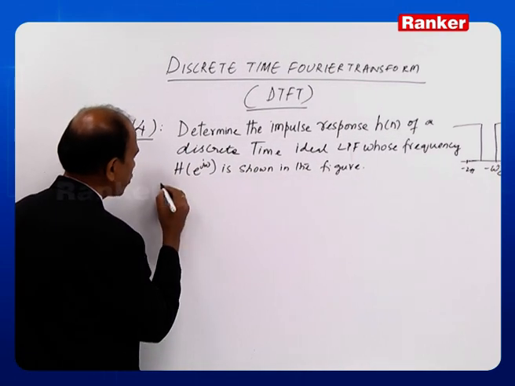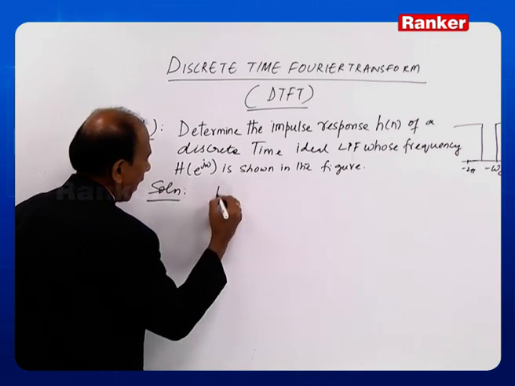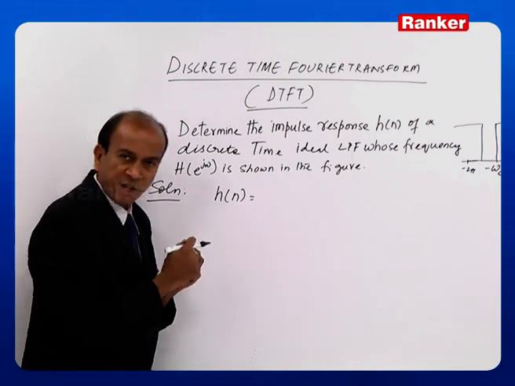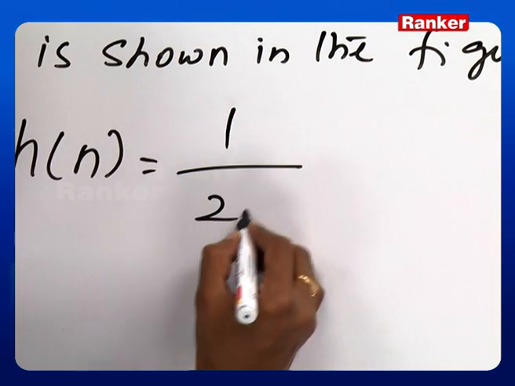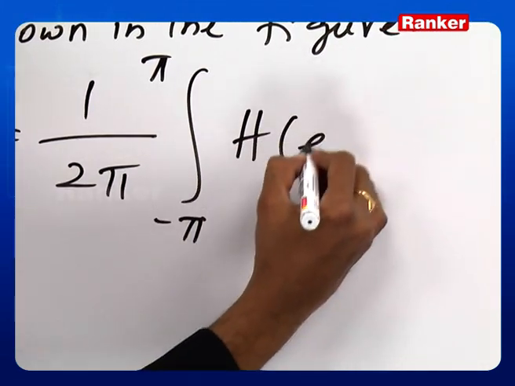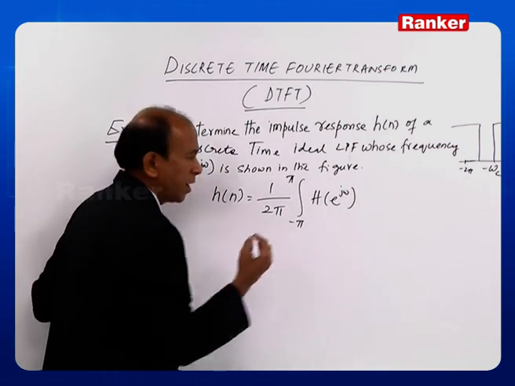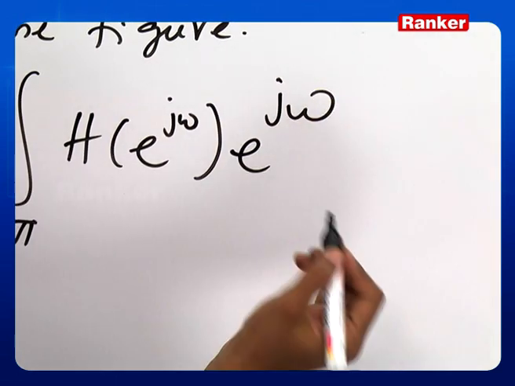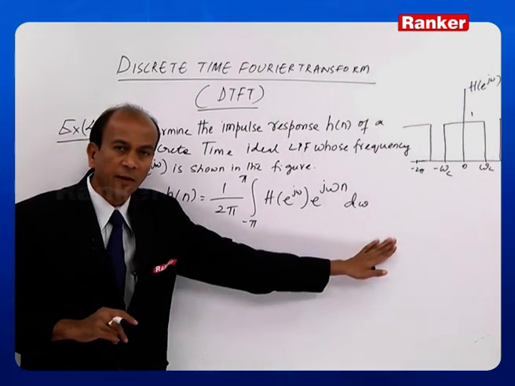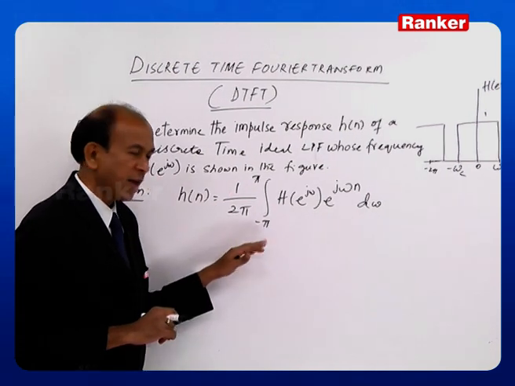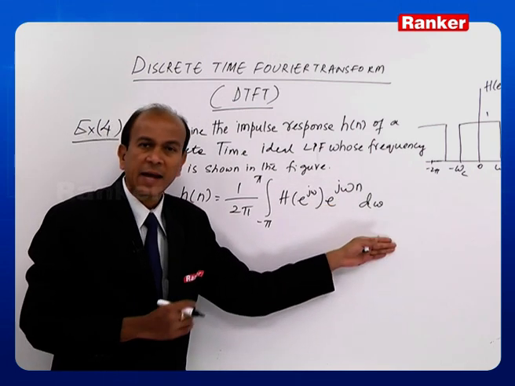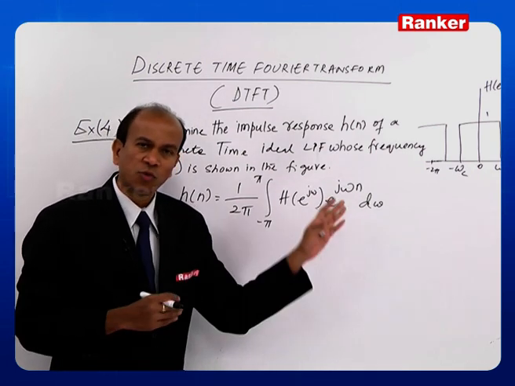Okay. So, how do I get h of n now? h of n is nothing but my inverse discrete time Fourier transform given by this formula: 1 by 2 pi integral between minus pi to plus pi of H of e to the power of j omega, e to the power of j omega n, d omega. So, this is the formula. Now, let us substitute what we have.